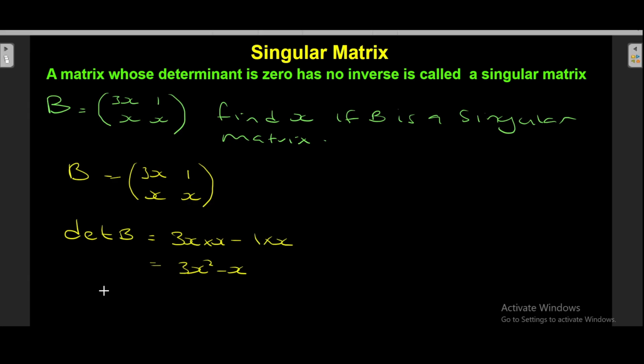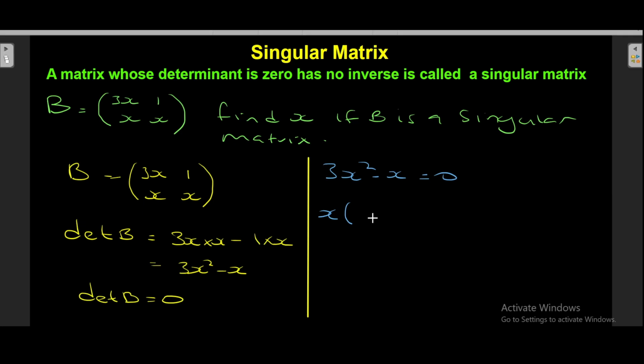But remember, they have told us that our matrix B is a singular matrix, meaning that the determinant of B is equal to 0. We are going to apply that concept. So I'll say 3x squared minus x is equal to 0. Now, if you look here, our common factor is going to be x. If I factor out x, I'm going to remain with 3x minus 1, then close the bracket. That implies that x can be 0 or 3x minus 1 can also be 0.